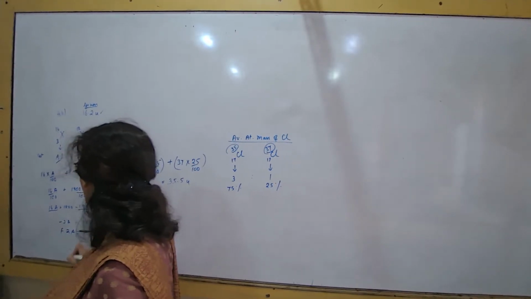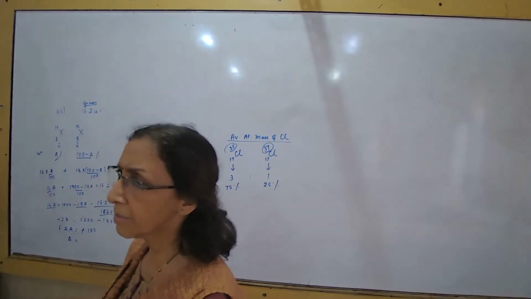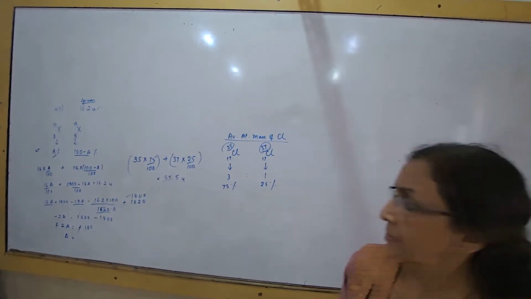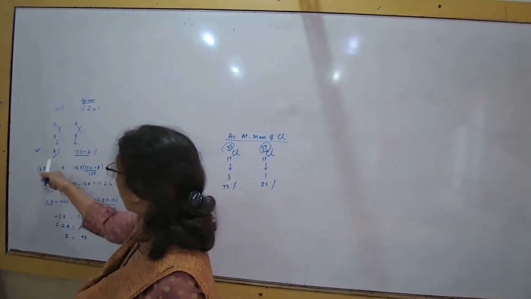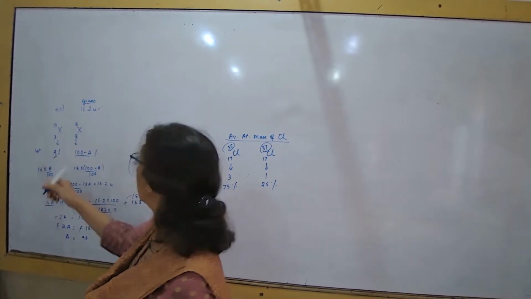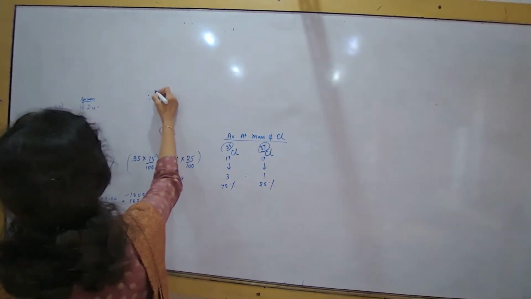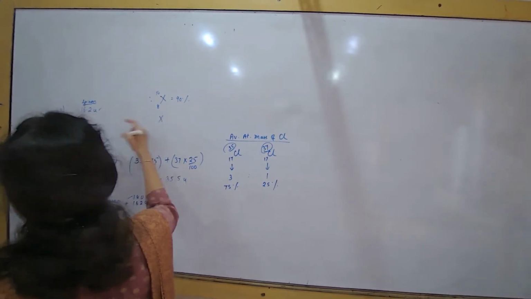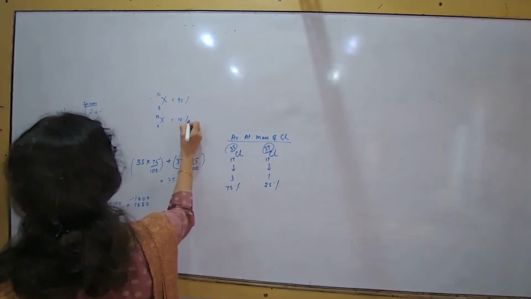Negative signs are getting cancelled out. So find out A. How much is A? Kaushik, how much is A? 90. So this is equal to 90. So what is your percentage? A is 90%. And 100 minus 90. So this isotope is 90%, and the other isotope, this one, is 10%.